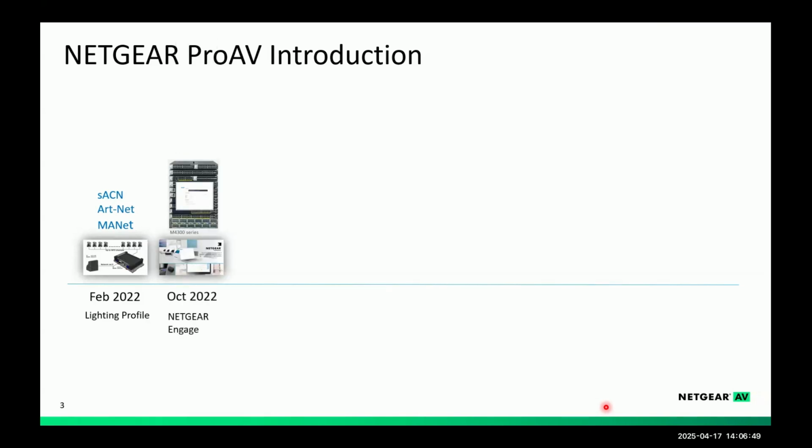2022 is NETGEAR Engage. That's our free software we use to control everything, and we'll do a little bit of a show and tell on that later in the slide too. July 23, the M4350 series was introduced, and that's the second most popular line today for AV projects.